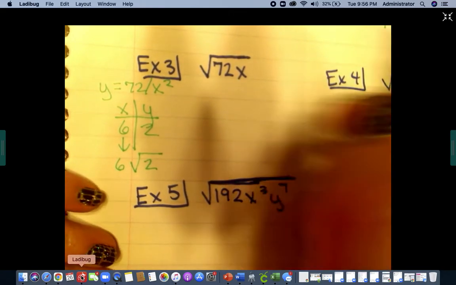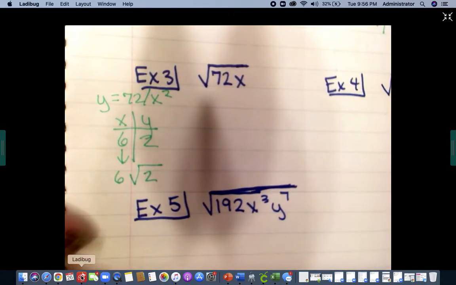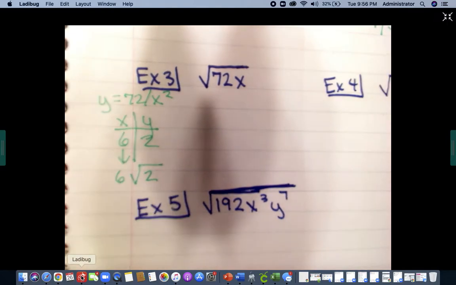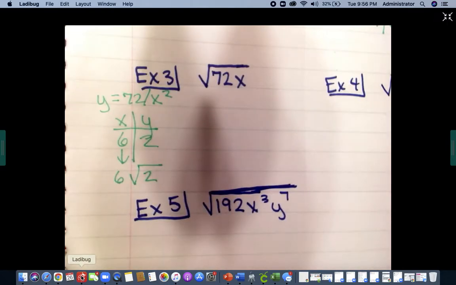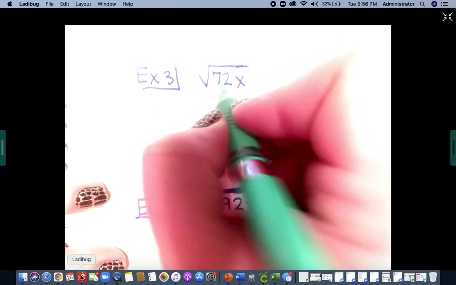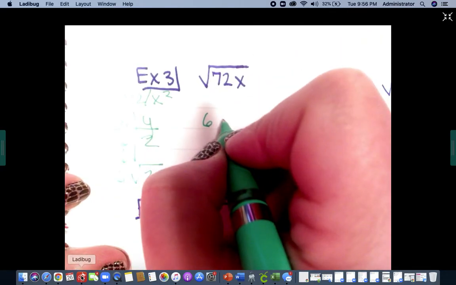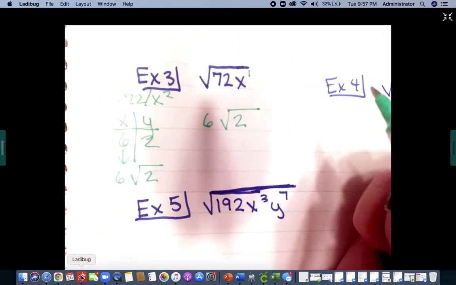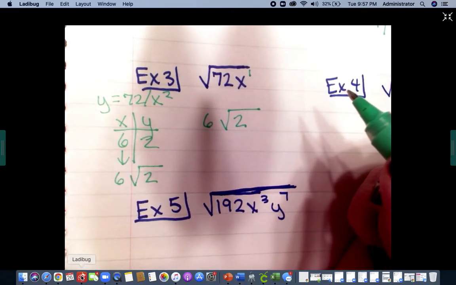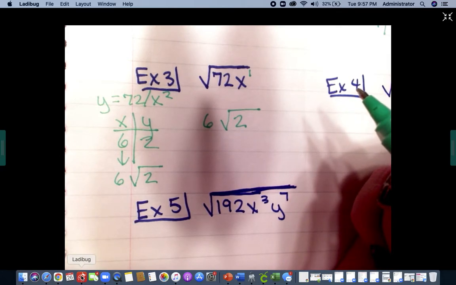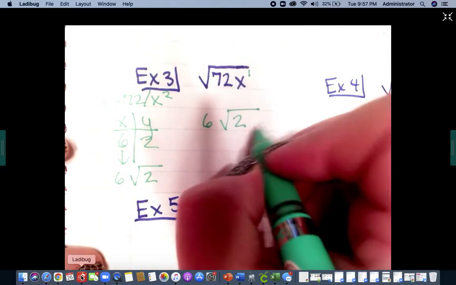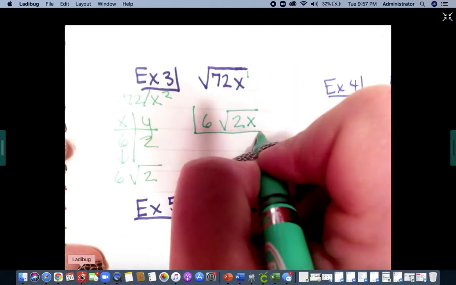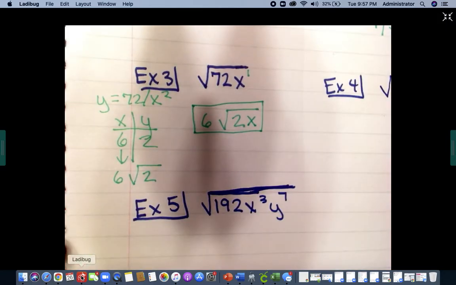So if that's the case, let me focus this again. In terms of our square root of 72, we're going to have 6 root 2. And because we only have one x, we cannot expand it into several x's. There's only one of them. It cannot get paired up, therefore it remains under the radical. So that would be 6 root 2x, or 6 square roots of 2x.